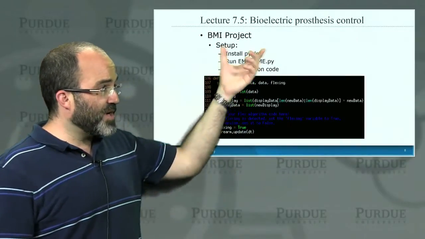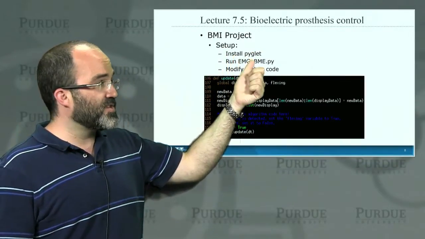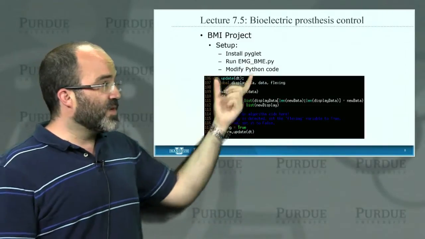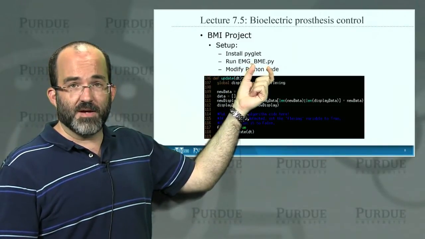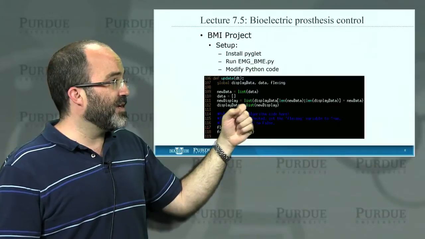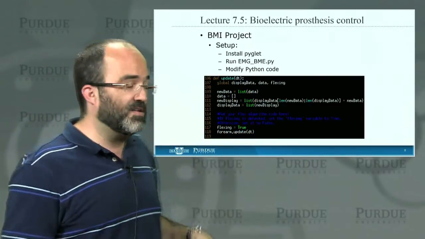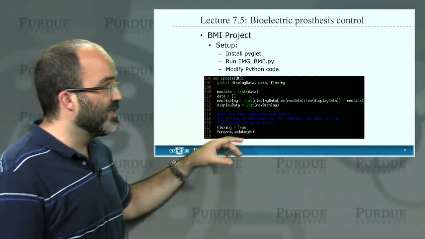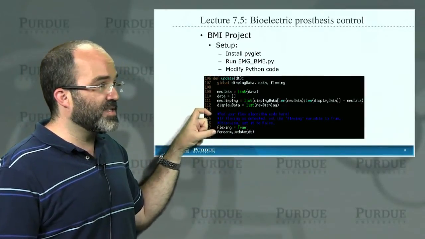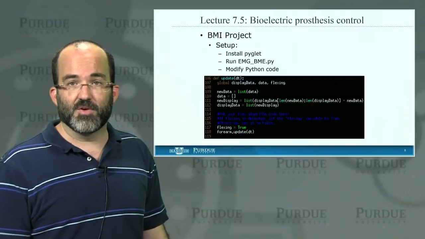So with the BMI project, you're going to do the installation. You're going to install Piglet. Then you're going to run EMG_BMI.py, and you're going to then modify the Python code. So we gave you a Python code file. You're going to go into that Python code file, and you're going to find a section in that code that says your code goes here.